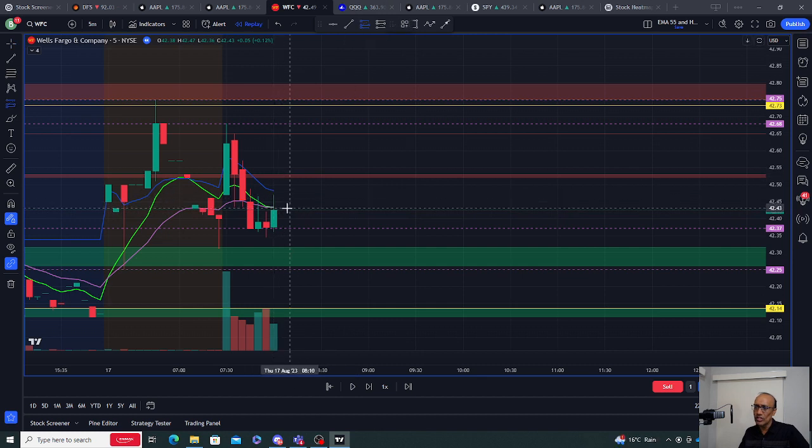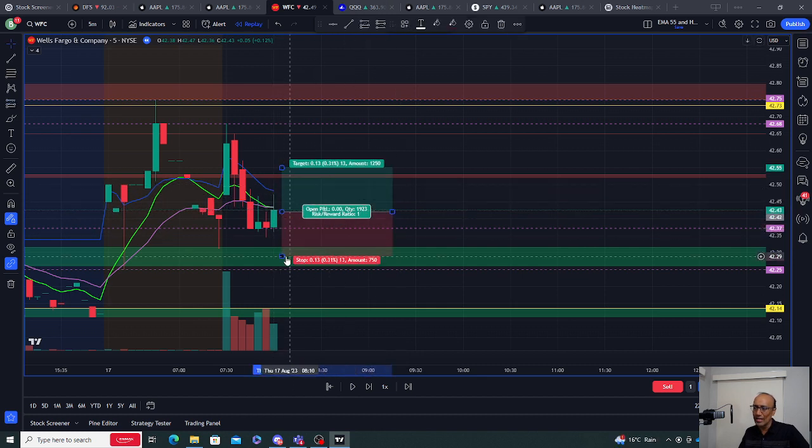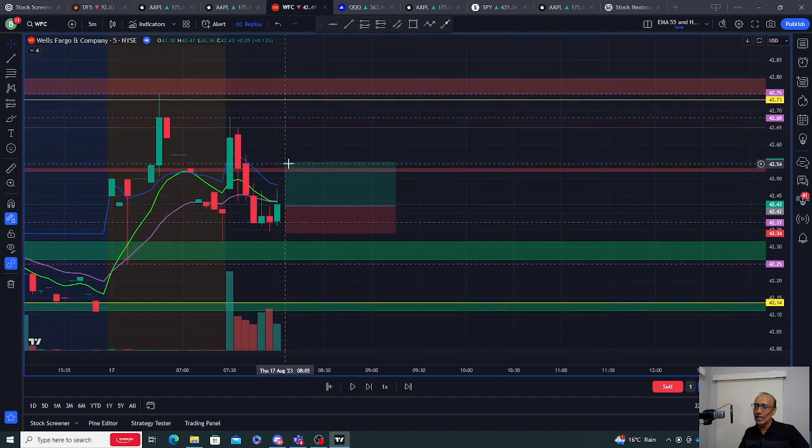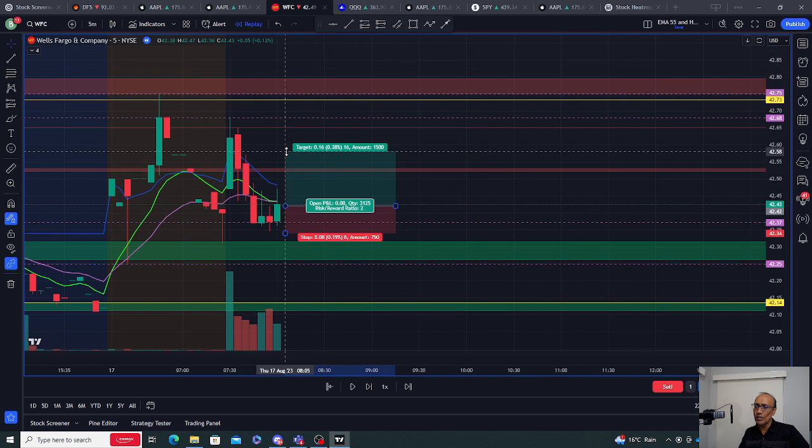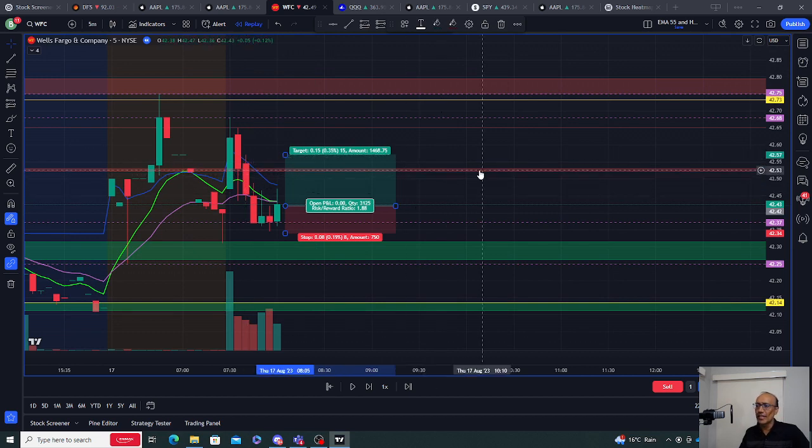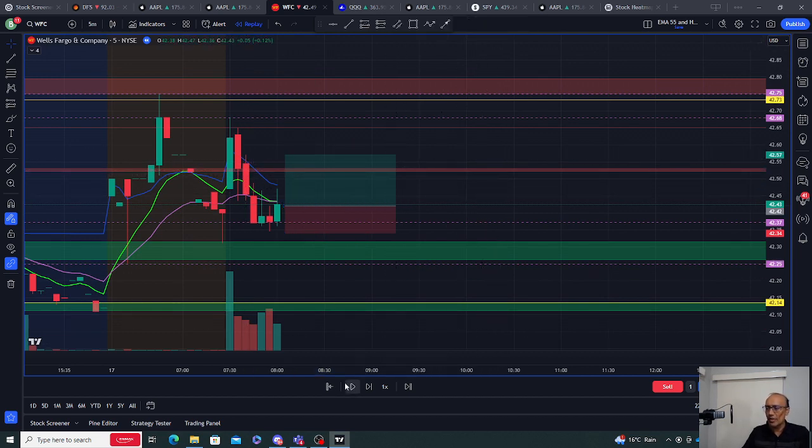And so this is exactly how I generally look at it. The advantage here is that your stop loss is pretty small, and your take profit will be, in this case, I would go all the way up to here because that's where the candle closed, this 42.56. And so that's where my target will be. And so we'll see what happens here.